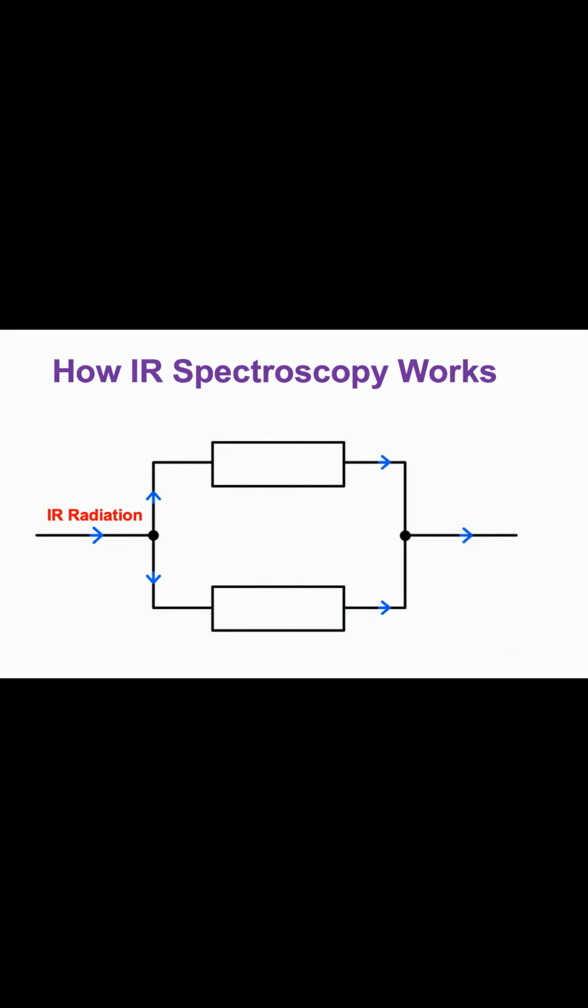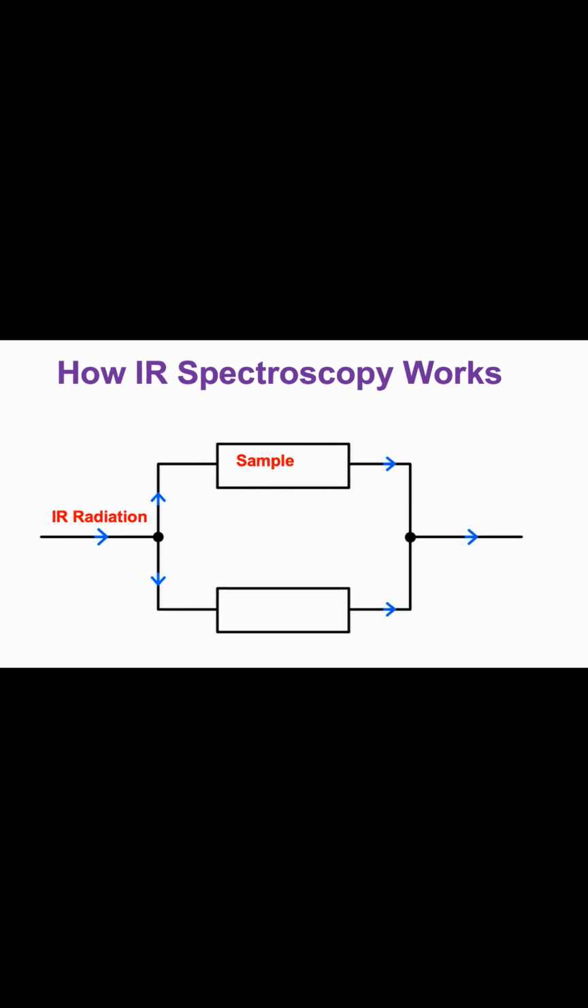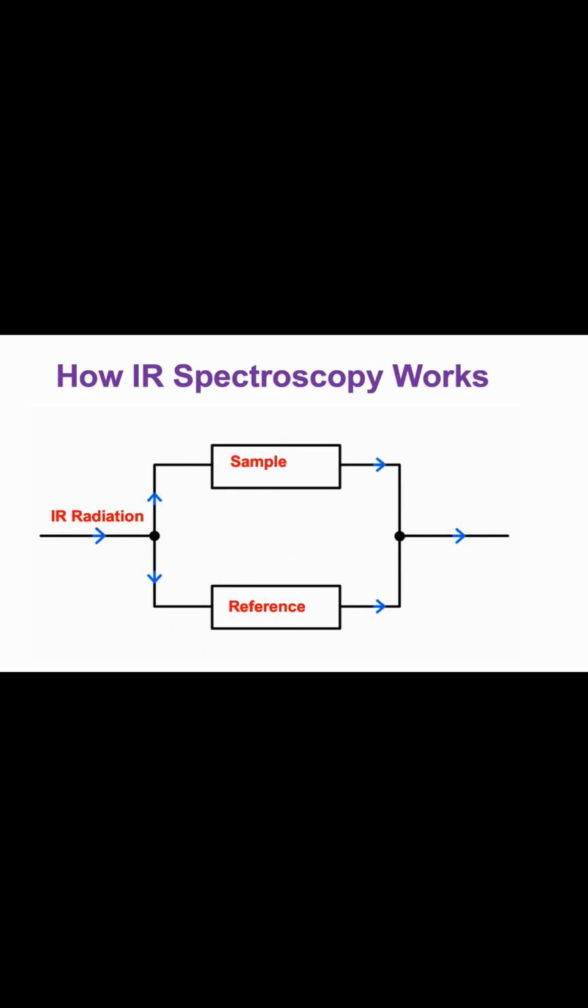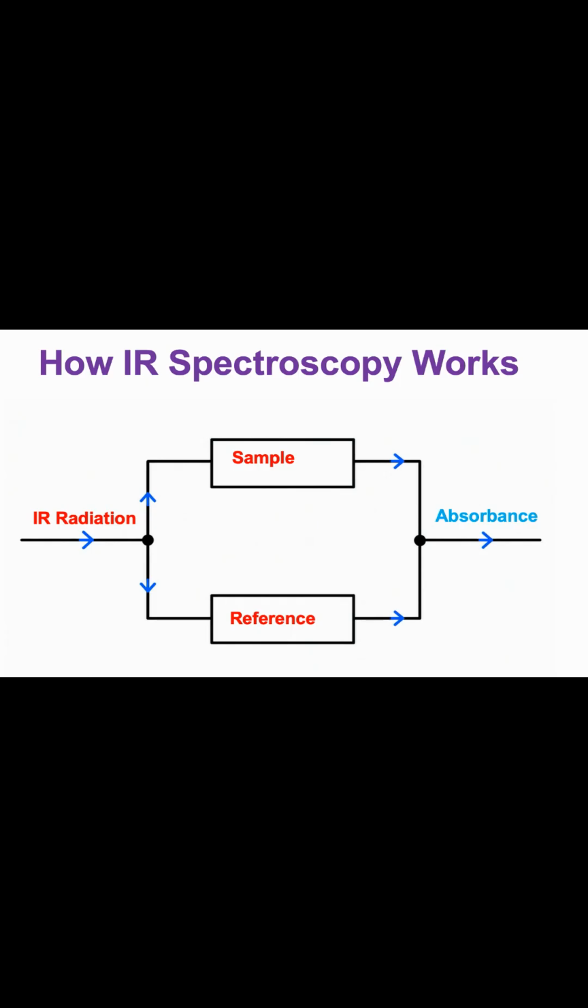Now, how does IR spectroscopy work? You start with incident IR radiation coming in, and then that is split into two, where a fraction of the radiation goes through the sample that's being analyzed, while the other fraction goes through the reference. The reference sample is used to remove interference from the background. The sample will then absorb the IR radiation, and the absorption of the reference will be subtracted from the sample radiation, and the result will be the absorbance of the sample.